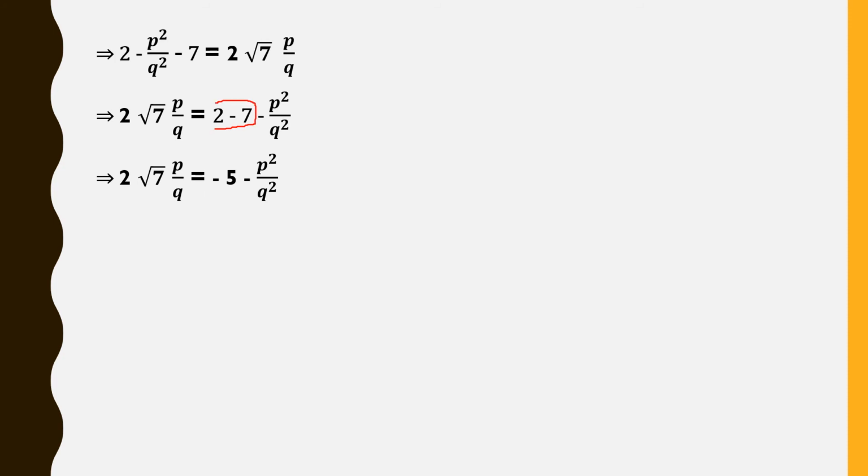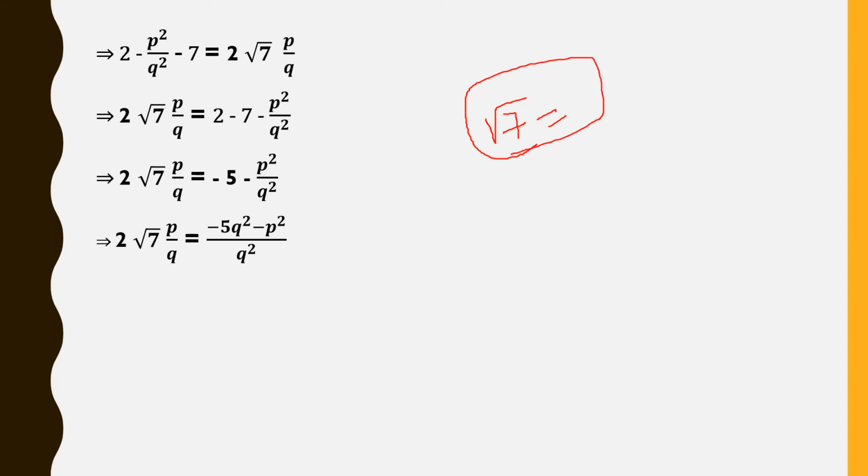2 minus 7 means we'll get minus 5. So step by step we'll solve here. 2 root 7 p by q equal to 2 minus 7 is minus 5. This one I'll write as it is. Now what will be the next step? Here we want only root 7 equal to. Our aim is to take root 7 equal to. Apart from root 7 we have p by q and we have 2. Before sending this p by q and 2 there, first we'll take LCM here. First you take LCM, then you send this p by q, then you send this 2, then only root 7 will be remaining on the left side. So take the LCM first.